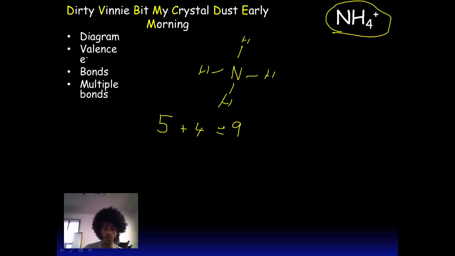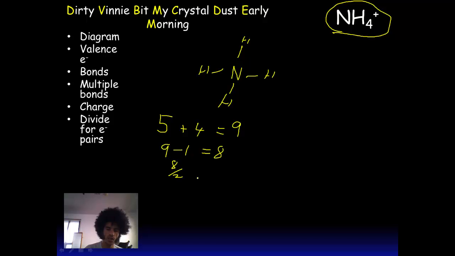Multiple bonds isn't something I have to consider here because they're all single bonds. So now I have to think about the charge. Now let's have a look over here. NH4 has got a positive charge. So this number here, this number 9, I have to actually take 1 away from. So 9 take away 1 equals 8. I then do my dust, which is divided for electron pairs. So 8 divided by 2 equals 4 electron pairs.